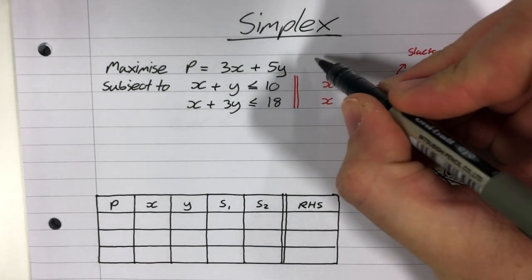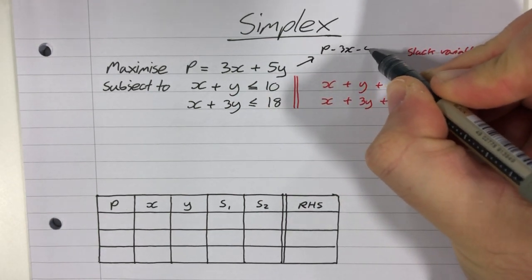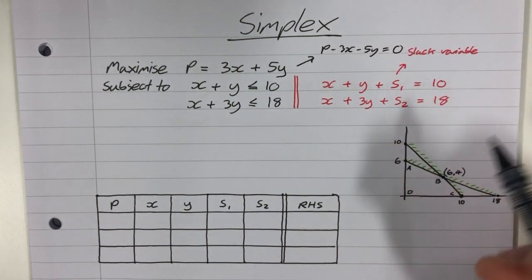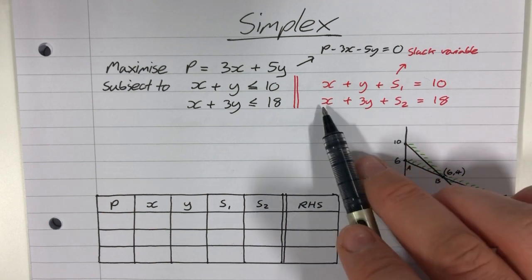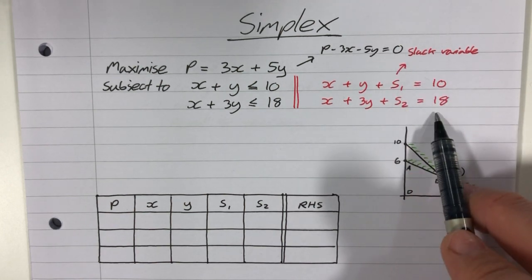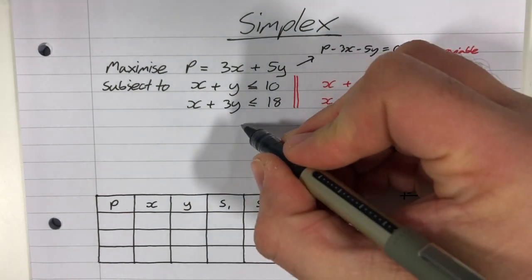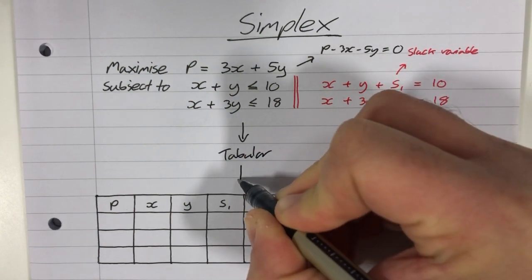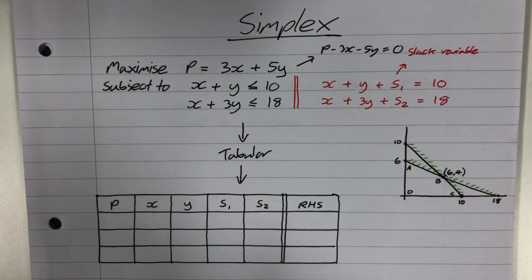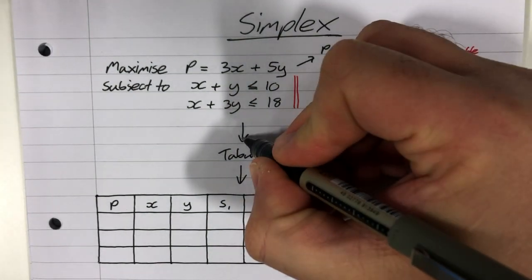And then this one here, I can rearrange it. P minus 3x minus 5y equals 0, just so that all of my variables are on the left-hand side of the equation, and then I just have numbers on the right-hand side of the equation. And that allows us to put the linear program into what is called tabular form. The simplex algorithm doesn't work graphically, it works in tables. So we're going to have lots and lots of tables. In the examination, the tables will be drawn for you. You just need to fill them out.